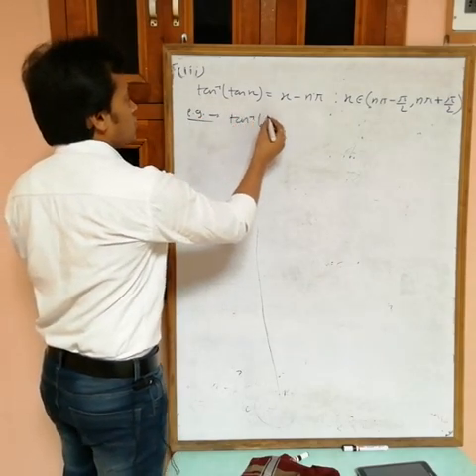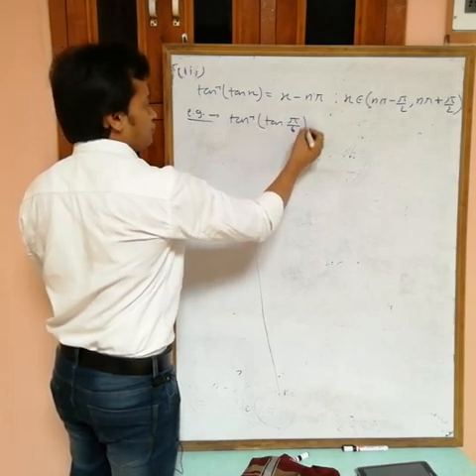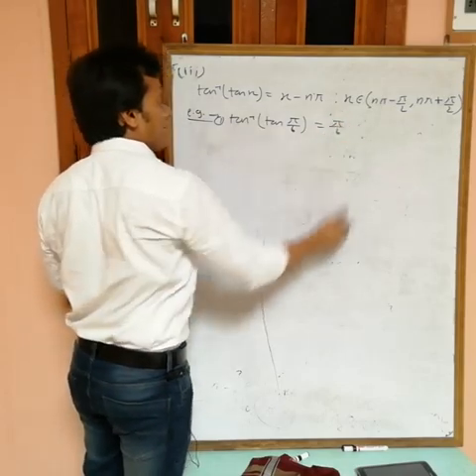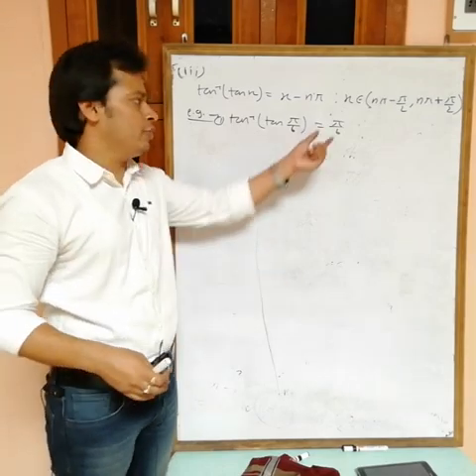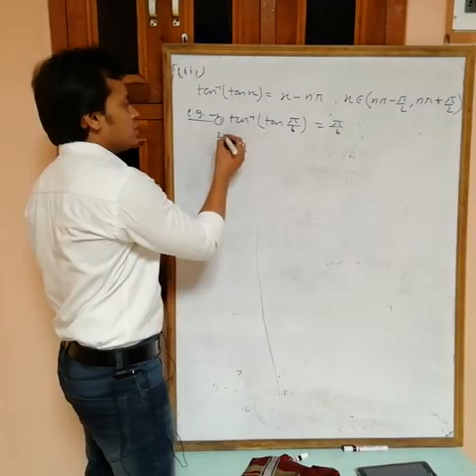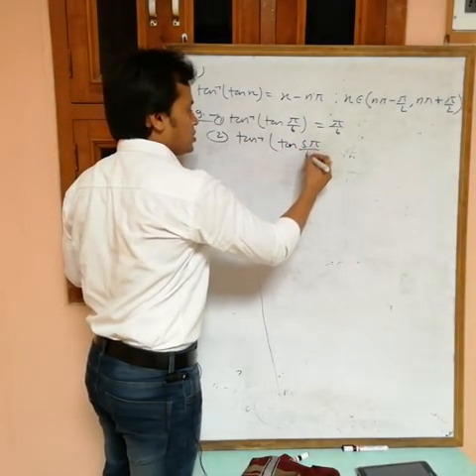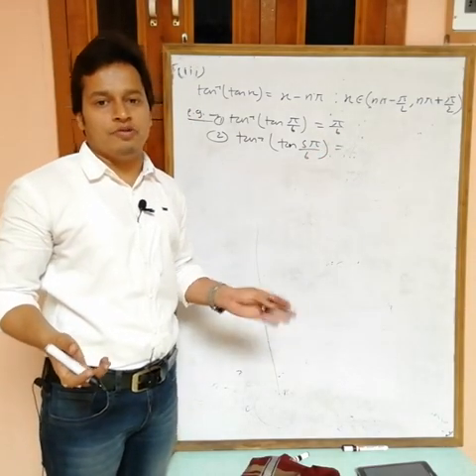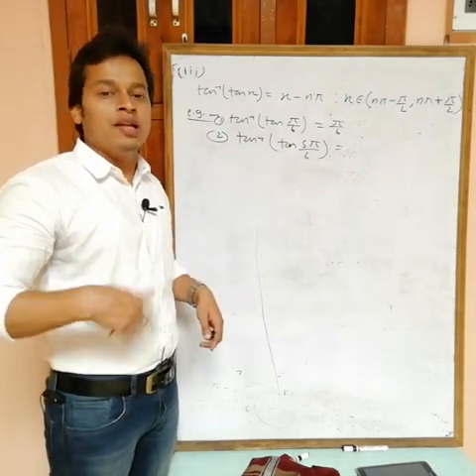Okay, for example, tan inverse of tan pi by 6. At this time I can cancel out, because pi by 6 lies in the range of tan inverse. The range of tan inverse is minus pi by 2 to plus pi by 2, and this lies in it, so cancel out directly. Second, tan inverse tan 5 pi by 6. Now we can't cancel out, because 5 pi by 6 is not in the range of tan inverse. The range is minus pi by 2 to plus pi by 2, and this is greater than pi by 2. Then apply the formula.